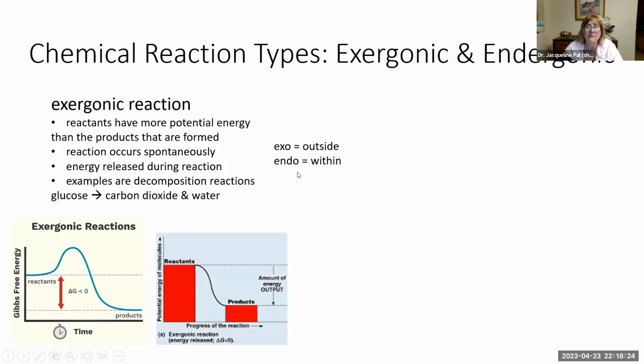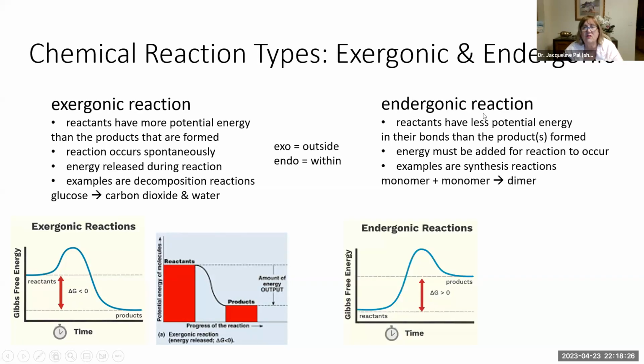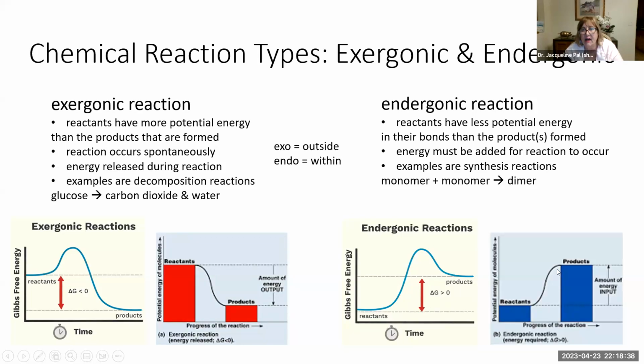The opposite is true for an endergonic reaction, where the reactants have a much lower level of energy than the products do, because in order for this reaction to happen, we have to add a significant amount of energy. These are our synthesis reactions, our dehydration synthesis, where we're taking monomers and making dimers or polymers.